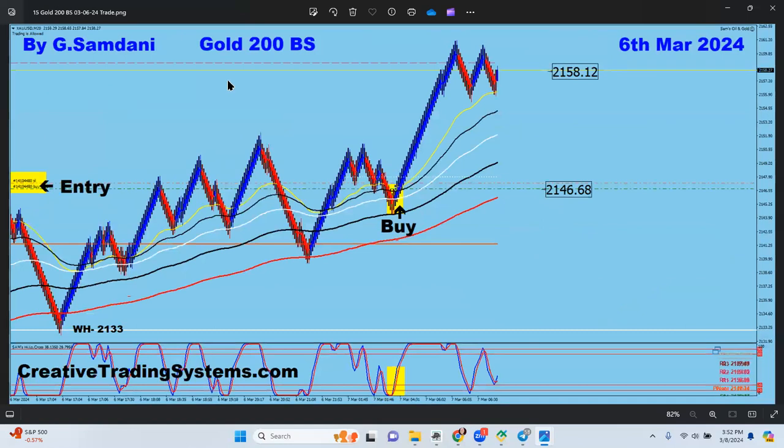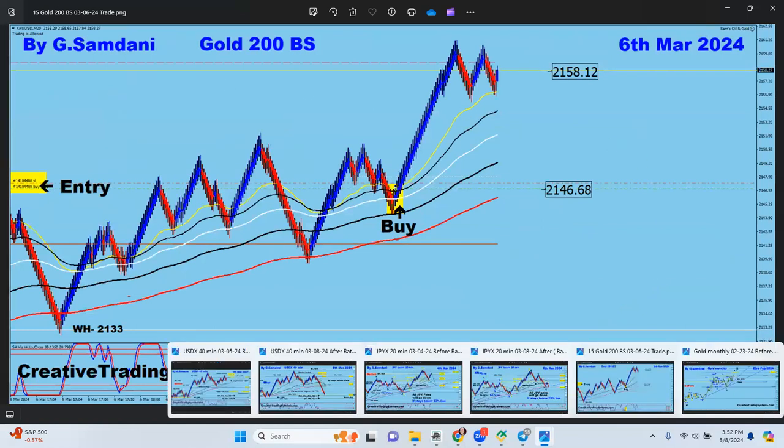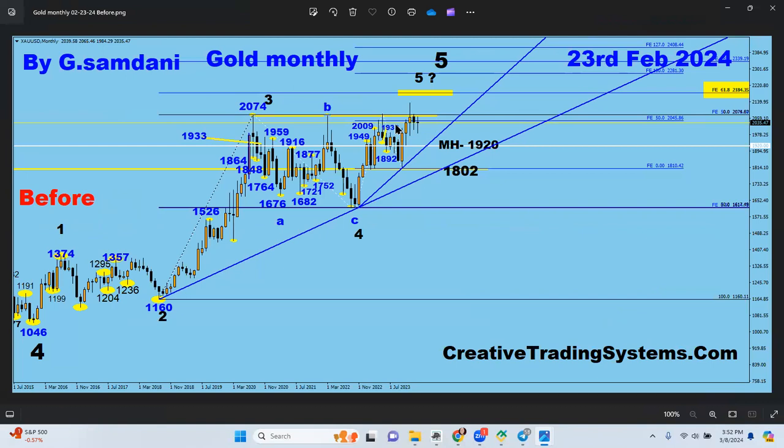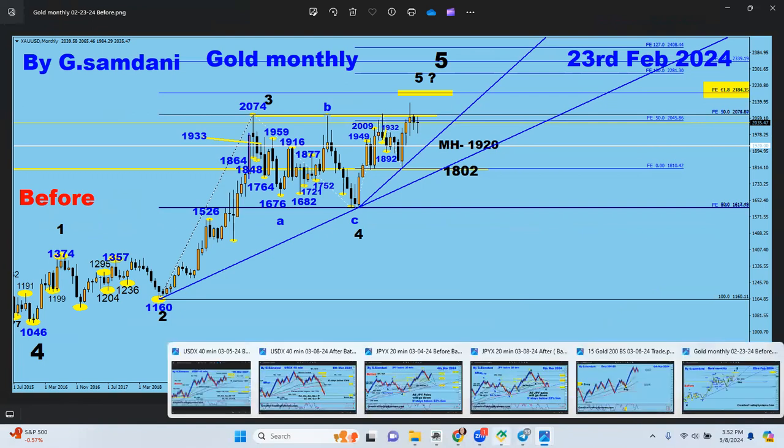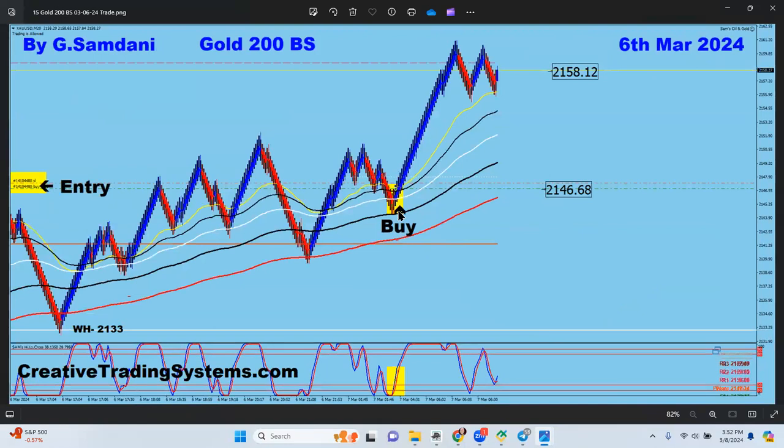Now, gold, again, remember I showed you the gold chart that my monthly chart was telling me that my target is 2184, to this target here. So every time, and it's been bullish, right? So every time I have a setup, I go long.